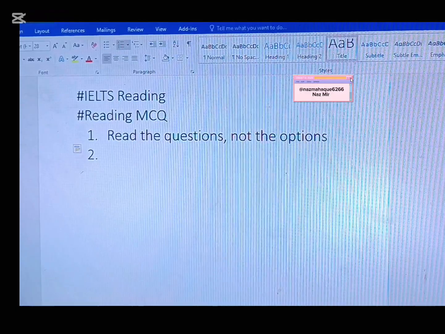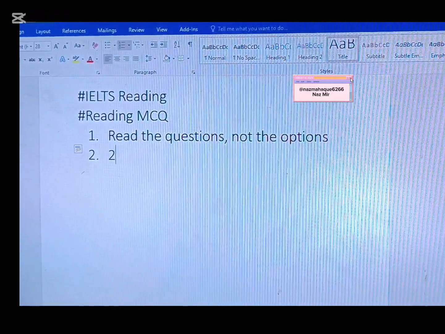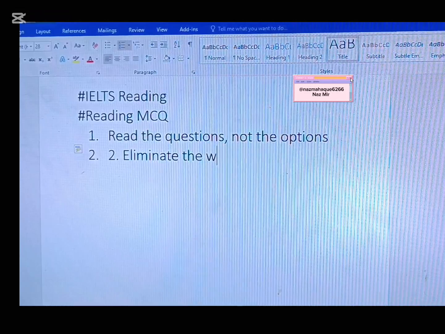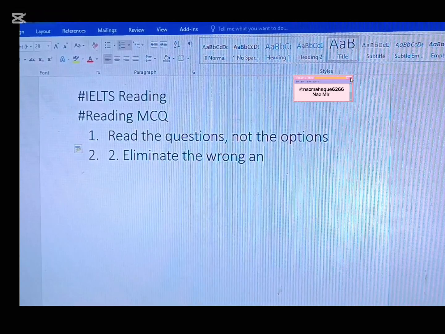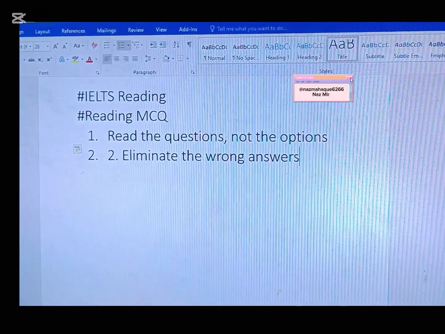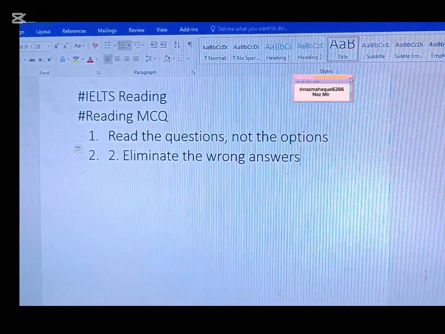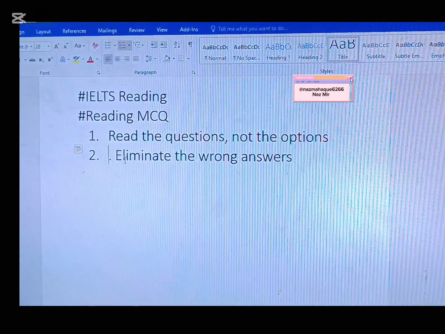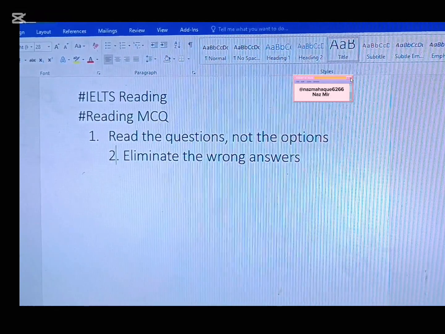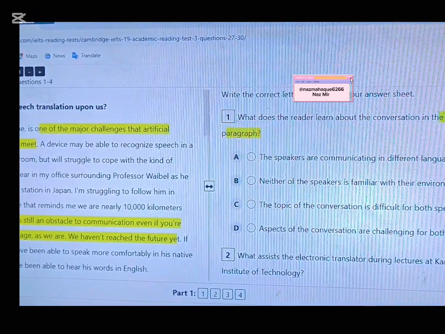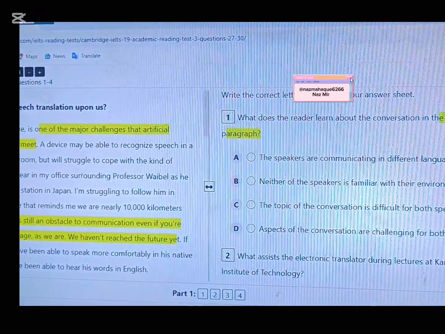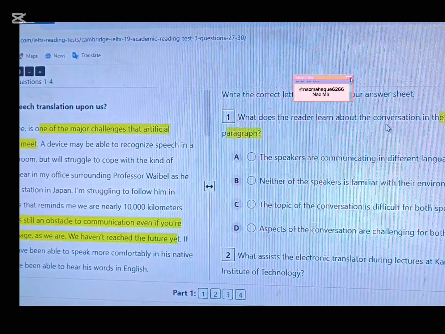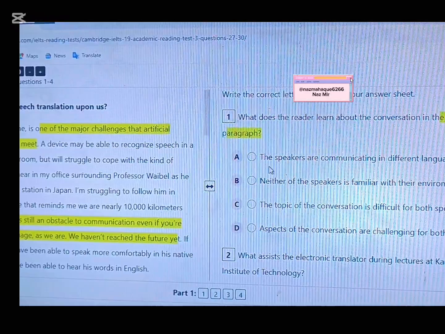Okay, so the second thing that we have to remember is to eliminate the wrong answers. So I'm going to show you how to do that as well. So here is our passage. Let's eliminate the wrong answers. Here you can see the question: what does the reader learn about the conversation in the first paragraph?